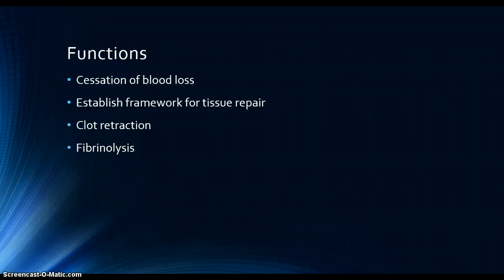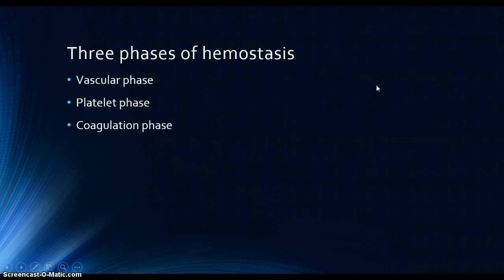Finally, fibrinolysis. Once the tissue is at a stage where the clot is no longer needed, then we need the means to dissolve that clot. There are three phases of hemostasis. The vascular phase, which occurs in blood vessels, the platelet phase, which involves the platelets, and the coagulation phase, where the actual clot is formed. As you can see, they're fairly aptly named, logically named.